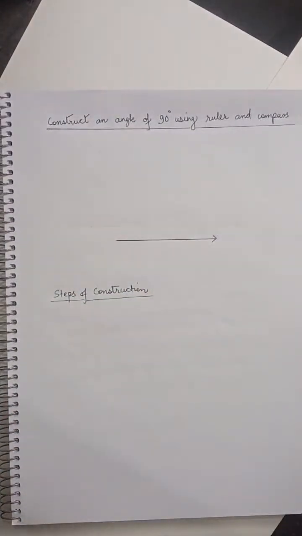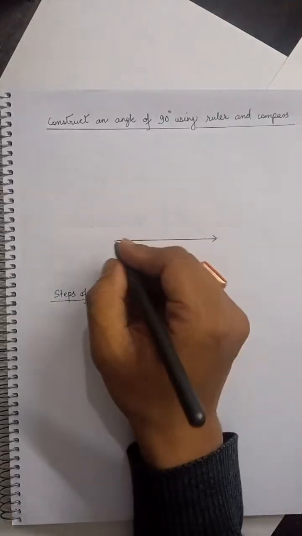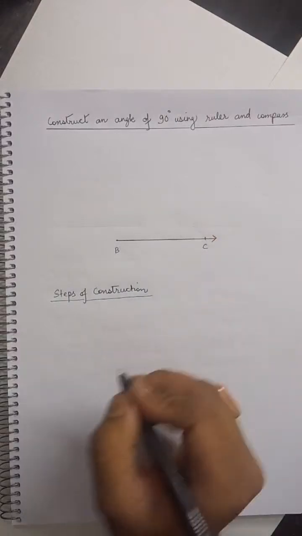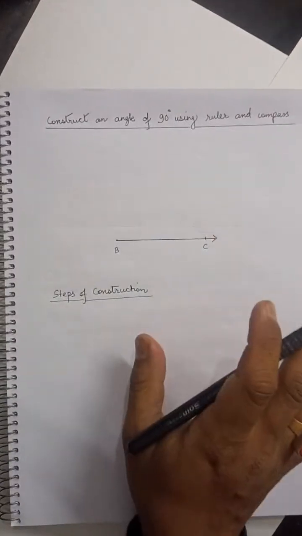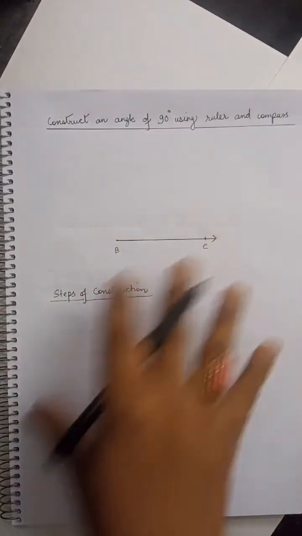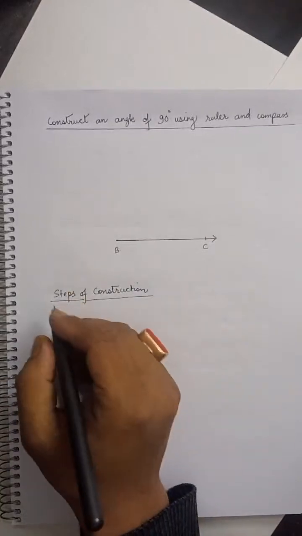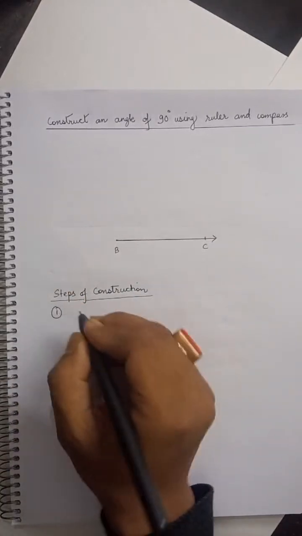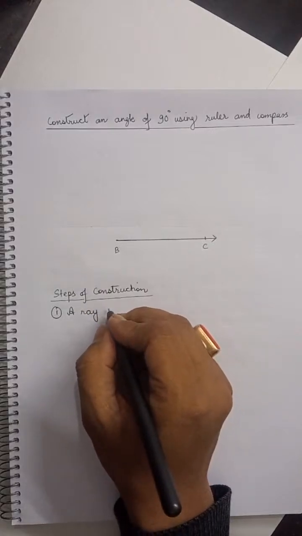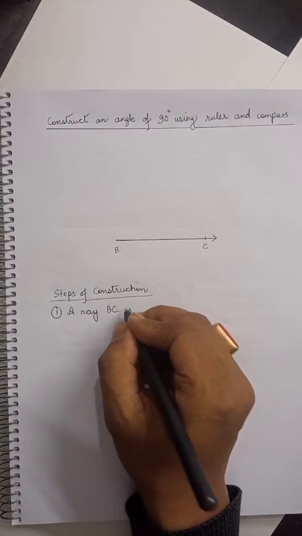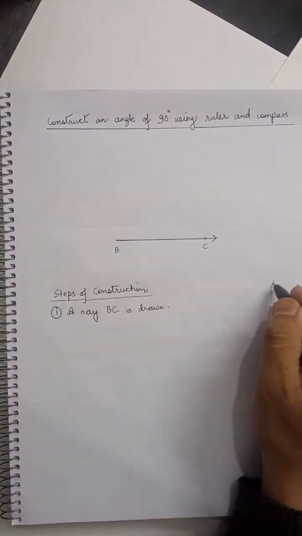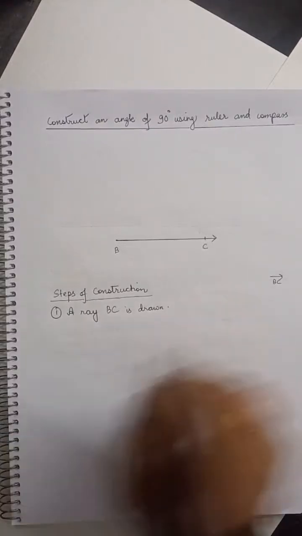I want the name of my angle to be angle ABC, so I will name the ray BC. I always advise my students to draw the diagram first and then write the steps. I am just doing it simultaneously so that it is easy to understand. So a ray BC is drawn. You can also write BC and then put the arrow.